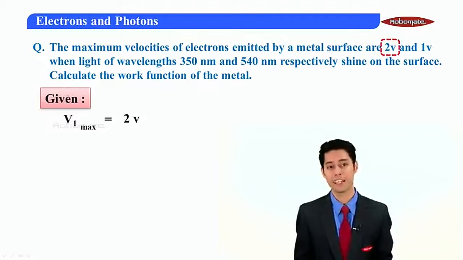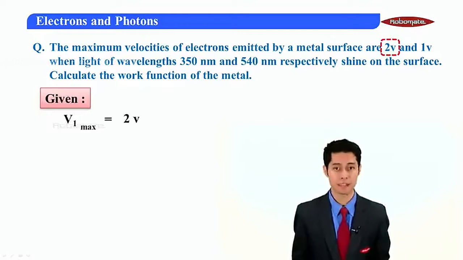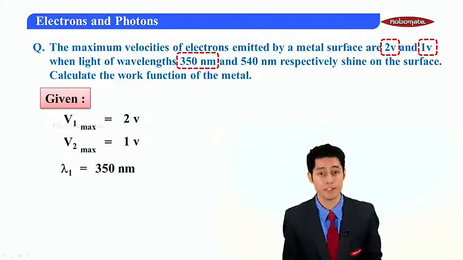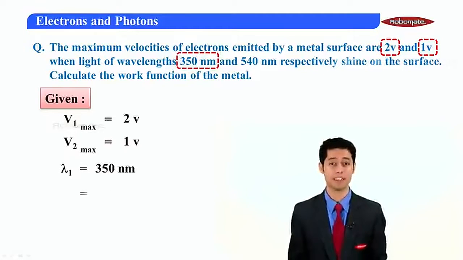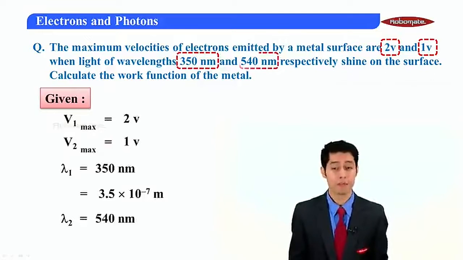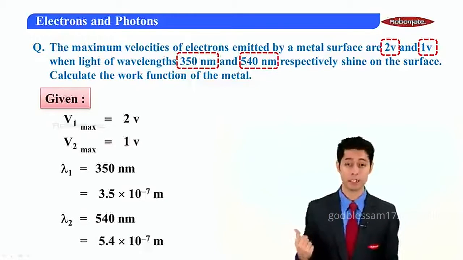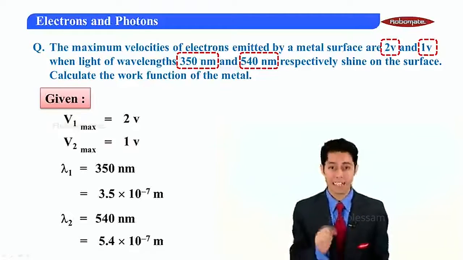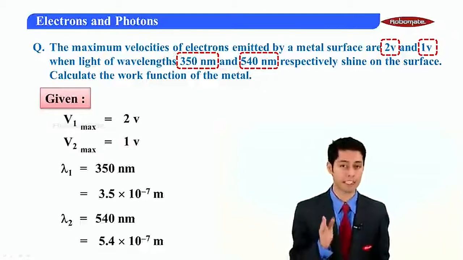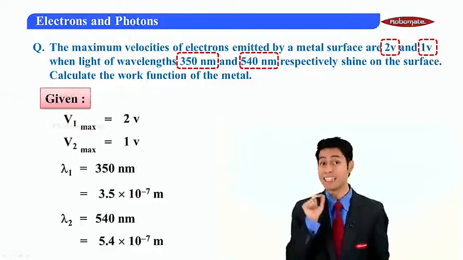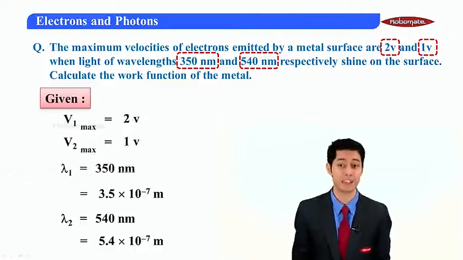So let us write down the given data. The first maximum velocity is given by 2v. The second maximum velocity is given by 1v. Can I say the first wavelength is 350 nanometer? The second wavelength is 540 nanometer. Now 350 nanometer and 540 nanometer can be respectively written as 3.5 into 10 to the power minus 7 meter and 5.4 into 10 to the power minus 7 meter, since meter will be the SI unit.